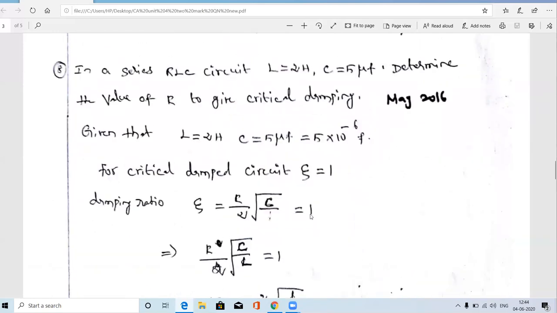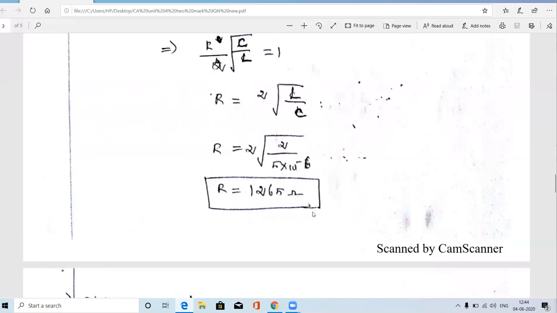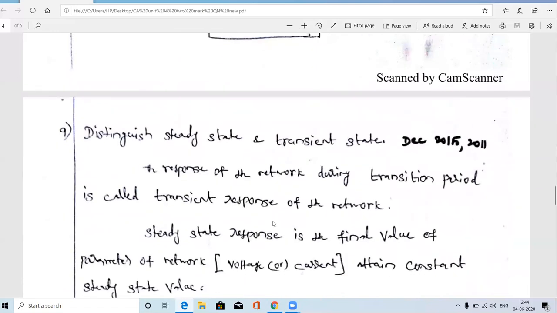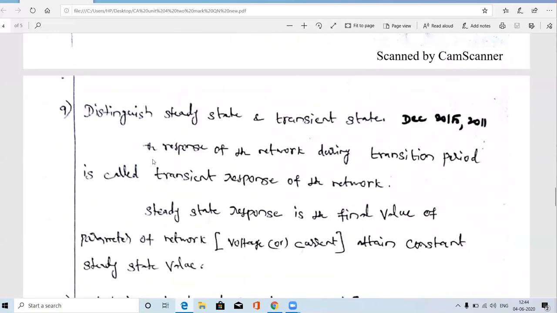Okay, so this is one type of problem. Same problem but different data they are asking. And the next one is: distinguish steady state and transient state. Steady state response and transient response. This is a December 2015 question. We already discussed it in the first and second questions.